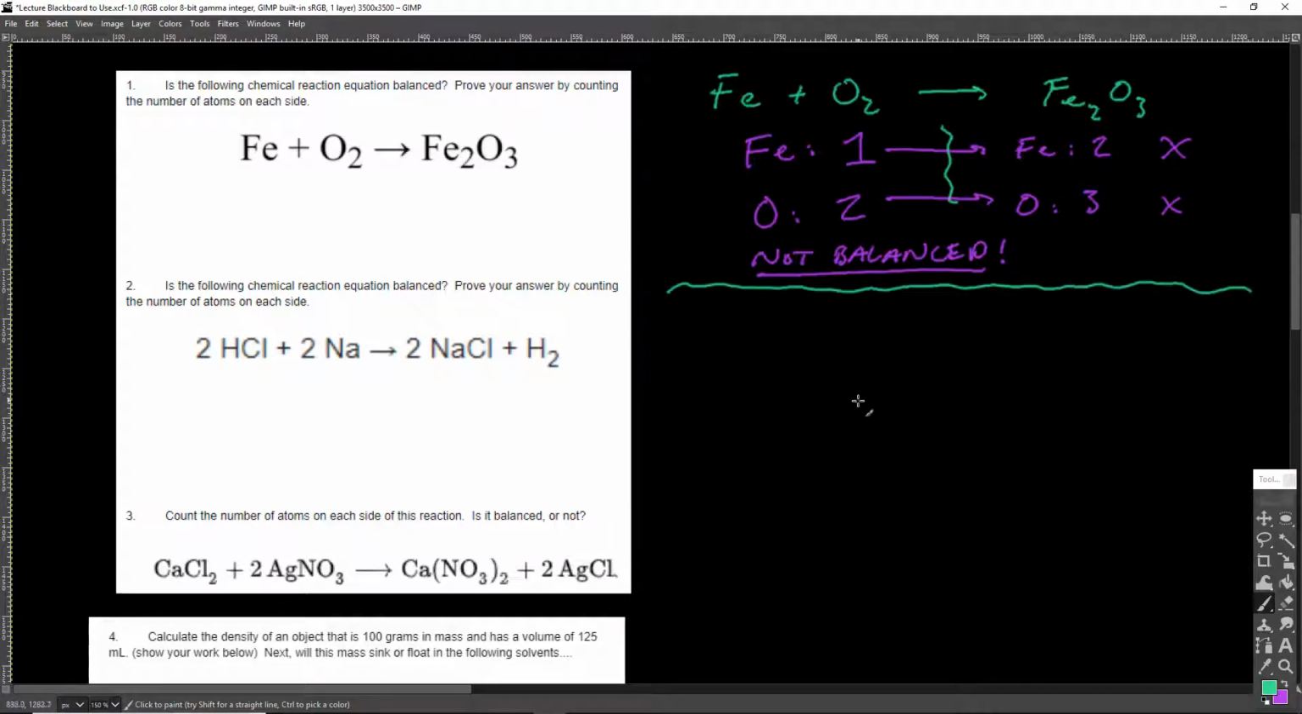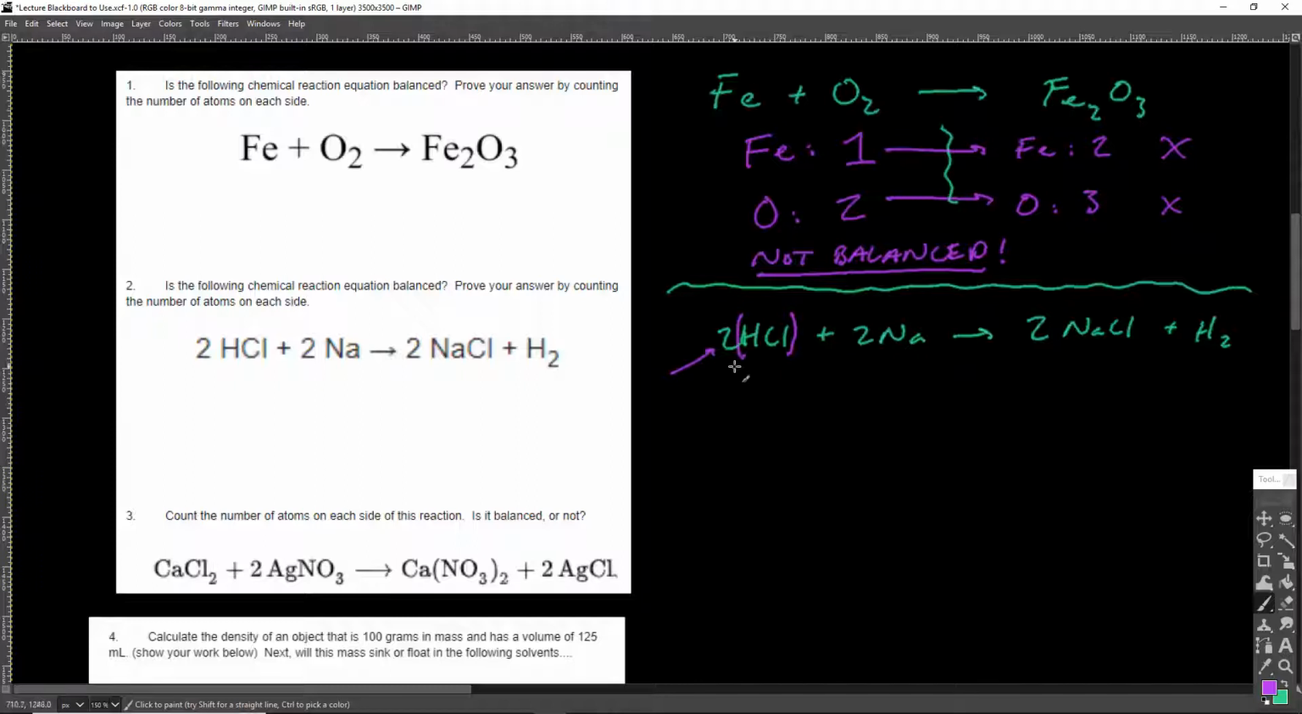Okay. So the next one says, is the following chemical reaction balanced? 2HCl plus 2Na, which is sodium, goes to 2NaCl plus H2. Okay, so you guys got to become professionals at counting. So remember, if you have a coefficient on the outside here, remember what that 2 is called. There's a number on the outside of the molecule, it's called a coefficient. And I want you guys to draw parentheses around the molecule itself.